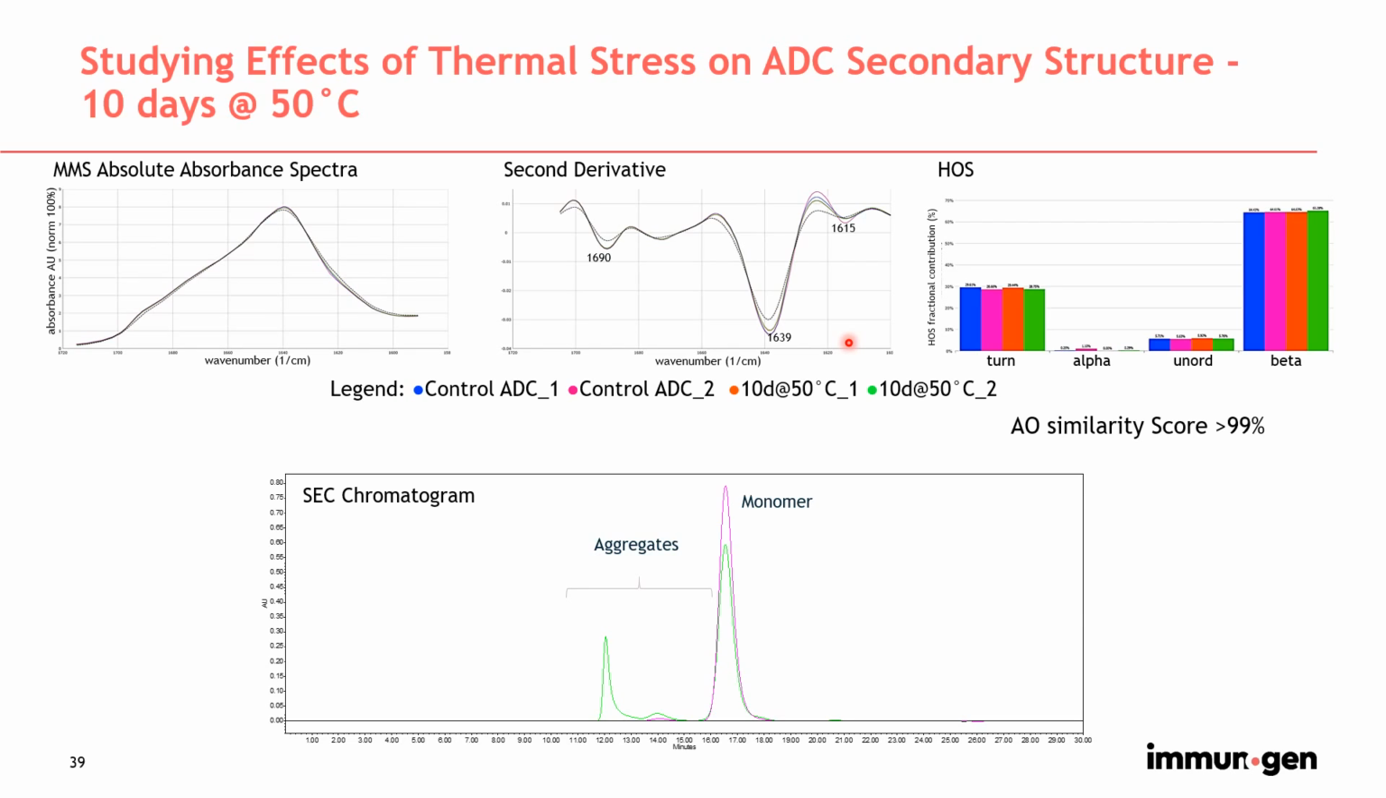A hypothesis for this result is that the applied temperature of 50 degrees, though sufficiently high to impact the quaternary structure and the aggregation state of the ADC, does not change the more fundamental secondary structure of the molecule, which is why there is no difference reflected in the higher order structure.